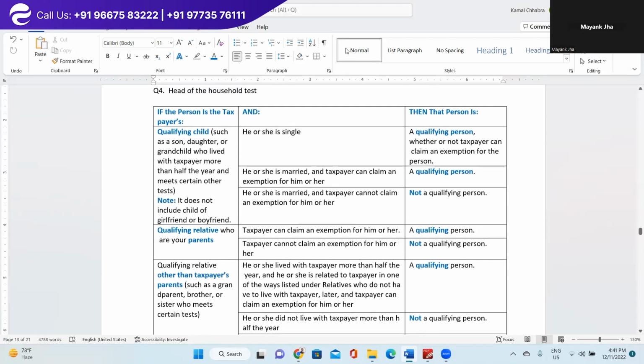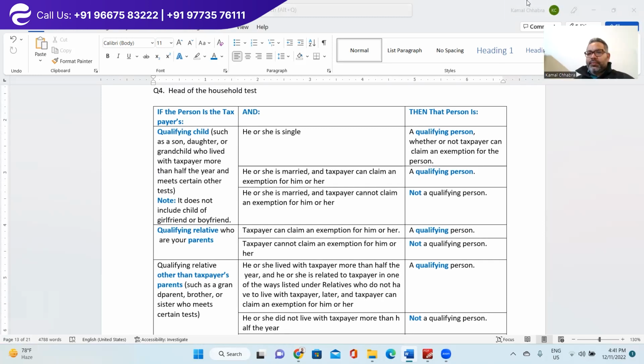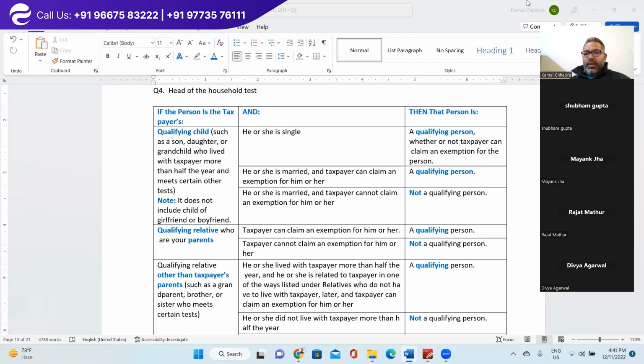Sir, so that person should be a direct relative, right? Yes. Not a stepbrother, stepsister, or stepmother. No. Anyone else have any question? Yeah, Shubham, Rajat, Garima. I have a question.